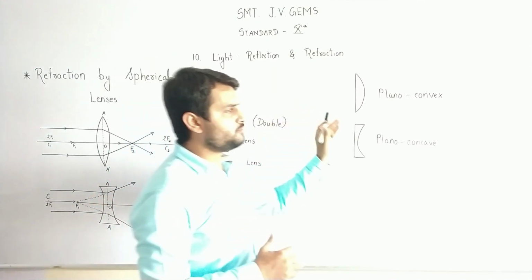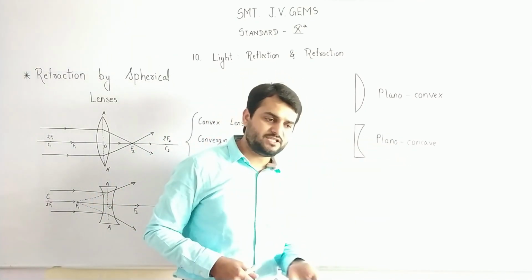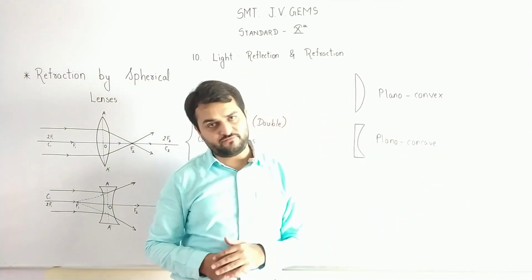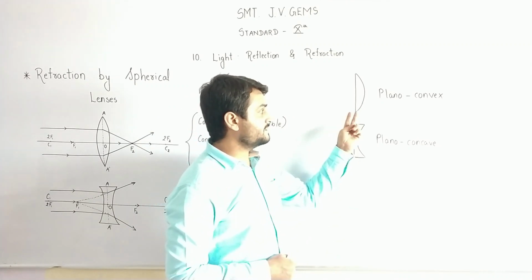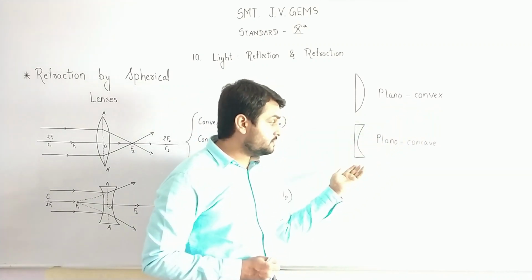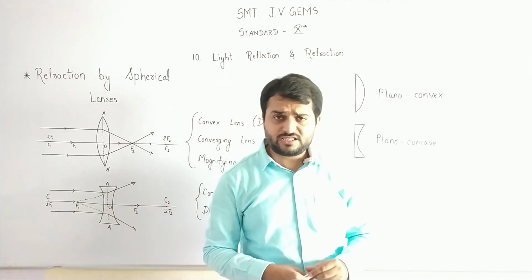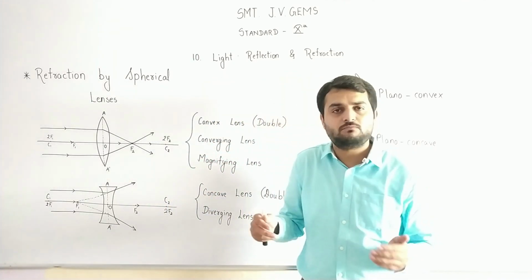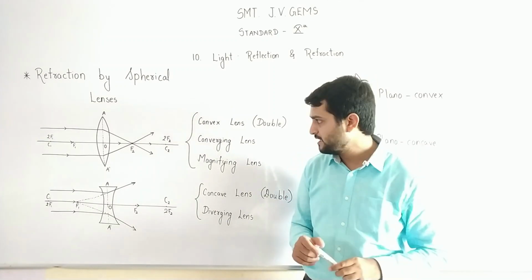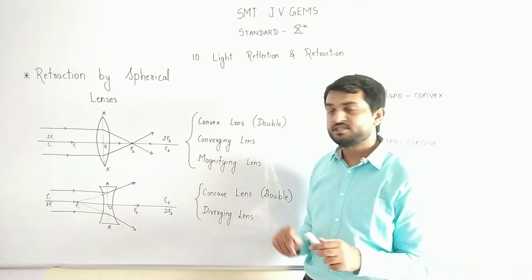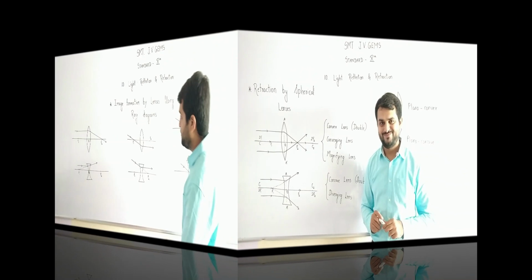As you can see, I can also make a lens which has only one surface made out of a spherical surface. Such a lens is called plano-convex. If it is made like this, it is called plano-concave. There are also various types, like meniscus lenses and all, but that is not included in this syllabus. Okay, so this much we will keep for now.